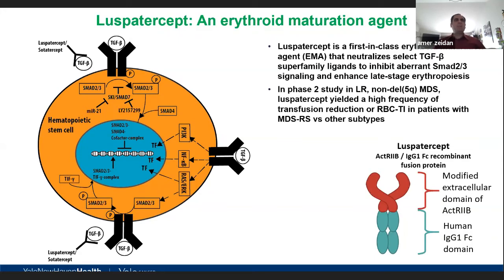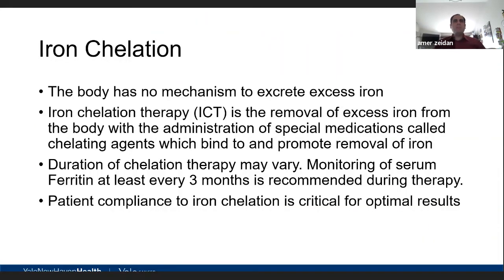So this is something that we consider after ESAs, erythropoiesis stimulating agents, don't work, or after they stop working. So it's not approved as a first-line treatment. There are currently ongoing trials looking at this drug as a first-line treatment, but the current approval is after ESAs or in patients in whom ESAs are not likely to work.